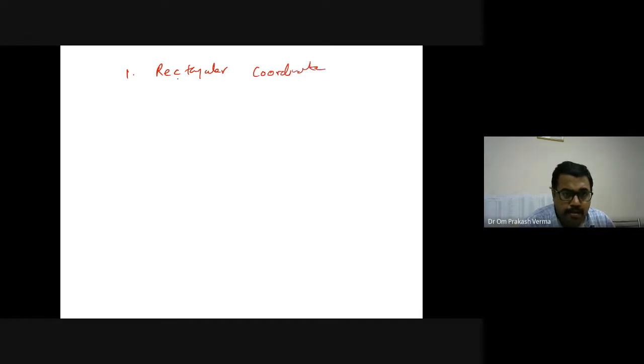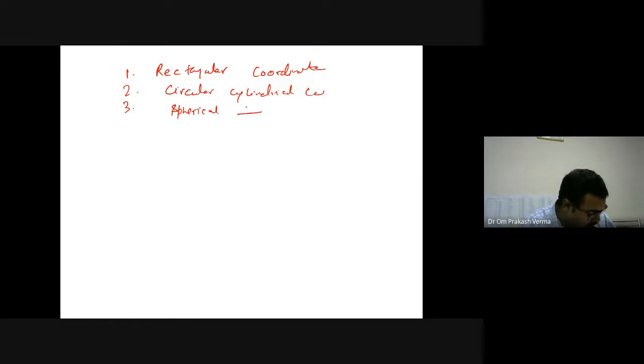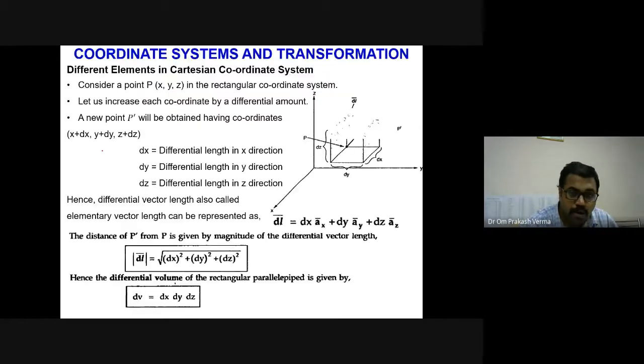The second one is the circular coordinate system or cylindrical coordinate system, and the third one is obviously the spherical coordinate system, right? This is also called circular or cylindrical, both you can say. So now, we already have discussed the Cartesian, the rectangular coordinate system.